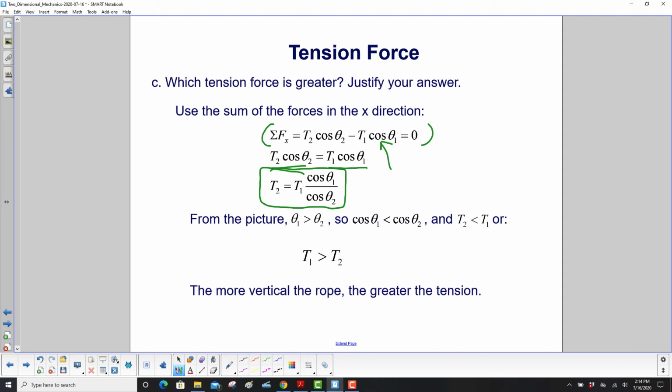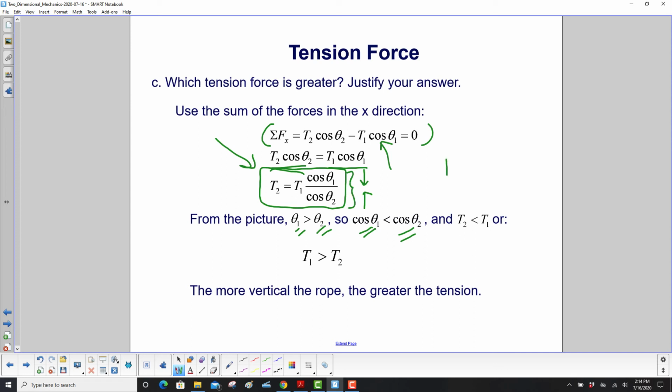So now we're in a position to analyze this. We look at the picture and we see that θ1 is greater than θ2. So because that's the case, the cosine of θ1 will be less than cosine θ2, right? The bigger the angle gets, the smaller the cosine function gives you. And what does that tell us? Well, let's look at our equation here. If cosine θ1 is less than cosine θ2, this number here will be less than 1.